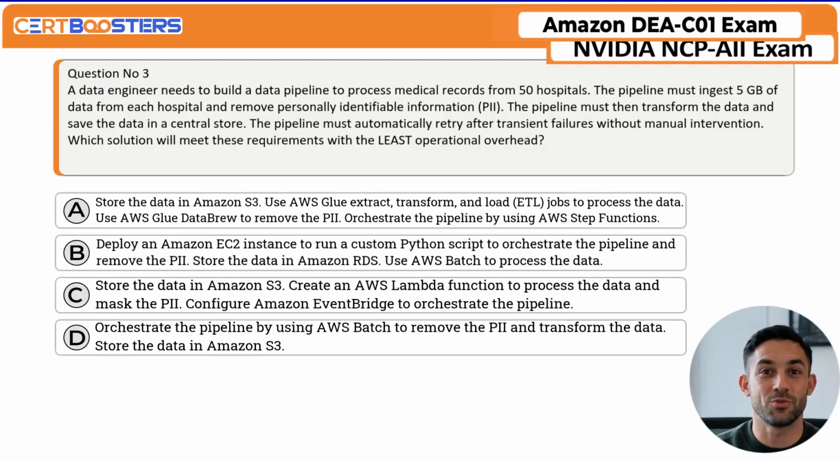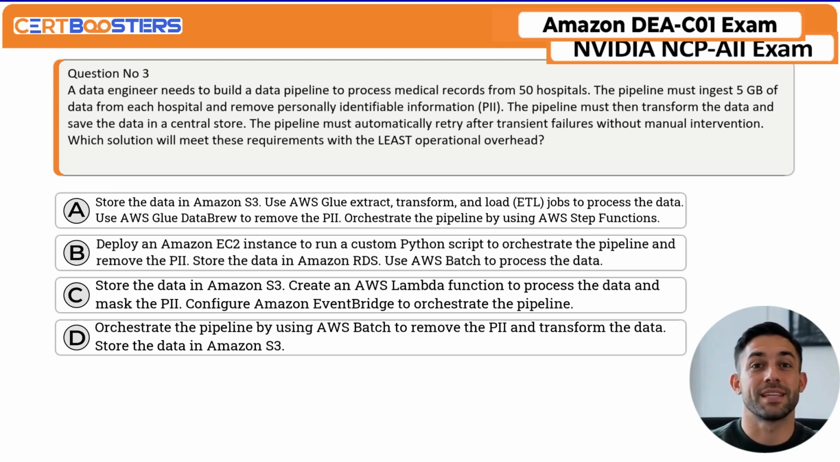Question number 3. A data engineer needs to build a data pipeline to process medical records from 50 hospitals. The pipeline must ingest 5 gigabytes of data from each hospital and remove personally identifiable information, PII. The pipeline must then transform the data and save the data in a central store. The pipeline must automatically retry after transient failures without manual intervention. Which solution will meet these requirements with the least operational overhead?